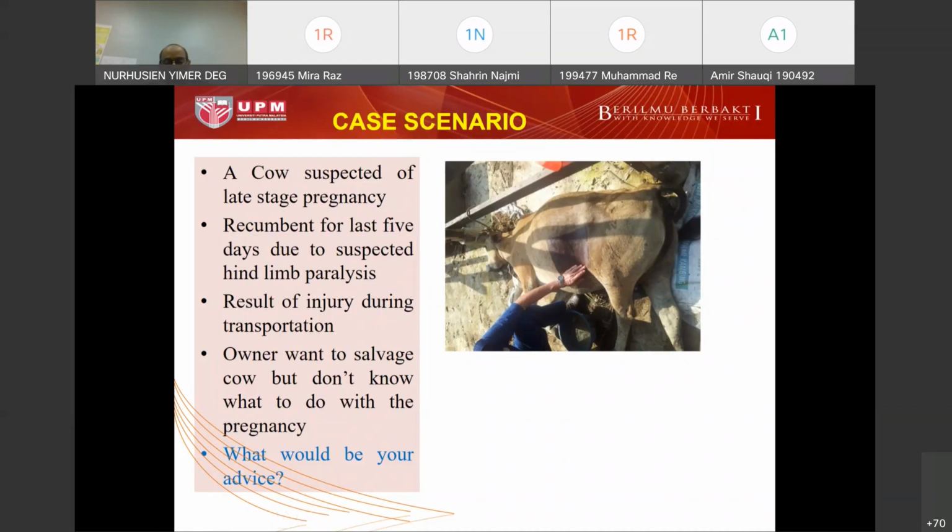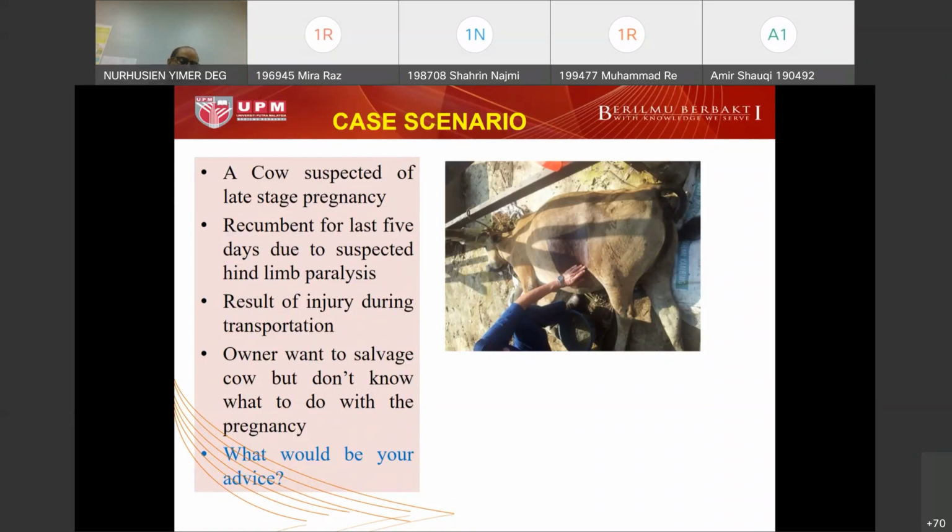So think about the methods of induction that we have talked about just now. Consider the condition of the animal at the moment: 5 days being recumbent, off feed, reduced feed intake, and having this hind limb paralysis kind of condition. So you think about how you would go about the diagnosis. Obviously, the first thing is that there is no record of breeding, time of insemination or mating, so you won't be able to know the exact stage of pregnancy at this time.